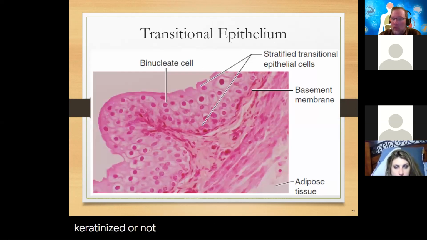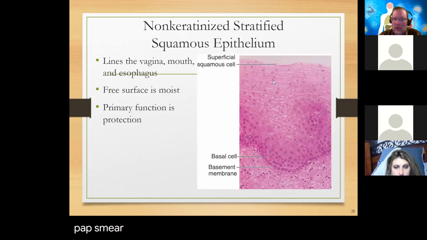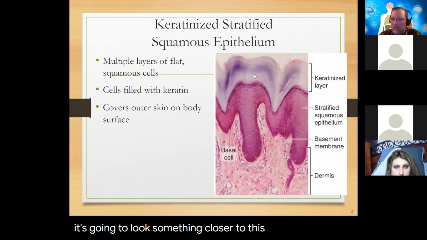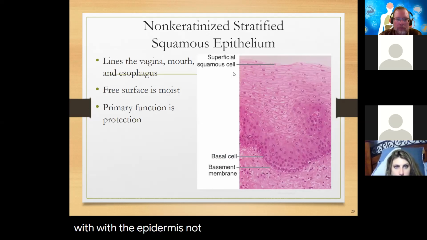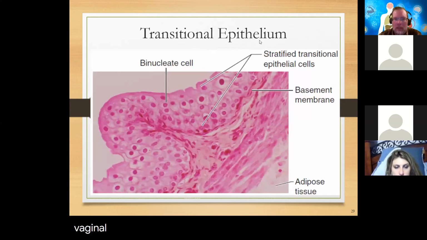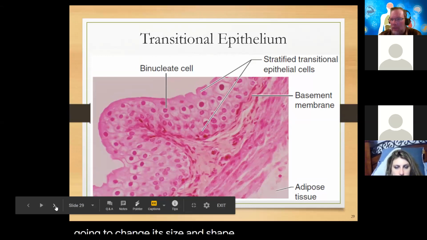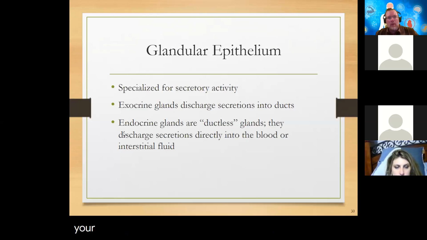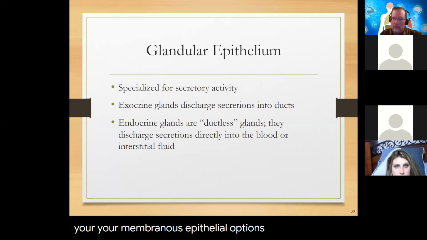Hopefully, they're not. Hopefully, if we do a pap smear and we look at the tissue sample of the cervix, it's going to look something closer to this than this. Keratinization means hypermitotic events, which is normal with the epidermis, not normal with the mouth or the vaginal canal and cervix. Transitional epithelium, again, that's the urinary bladder. It's going to change its size and shape and thickness depending on whether it's full or empty. So those are all of your membranous epithelial options. Again, it's either simple or stratified.